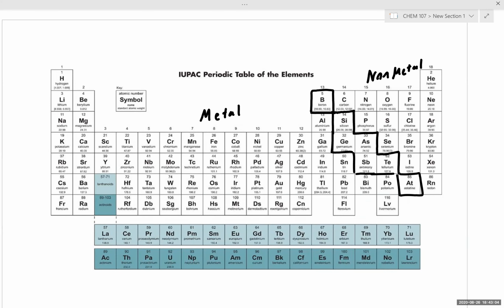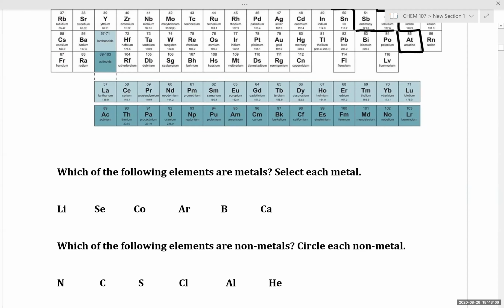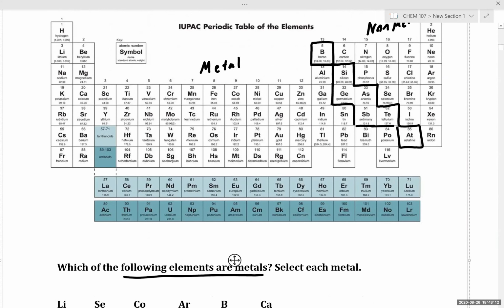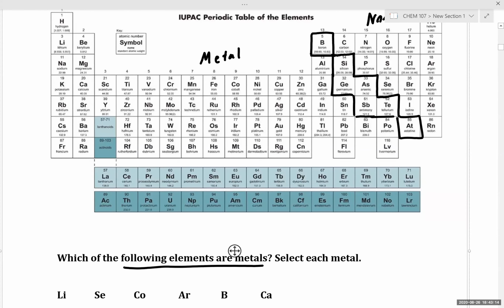So, let's do an example where I'll start us off. We're asked to identify which of the following elements are metals. Looking at the periodic table, I see lithium. That's on the left-hand side, so that's a metal. Selenium, nope. Cobalt on the left-hand side, that's a metal. Argon, nope. Boron is a metalloid. Calcium on the left-hand side, so that's a metal.